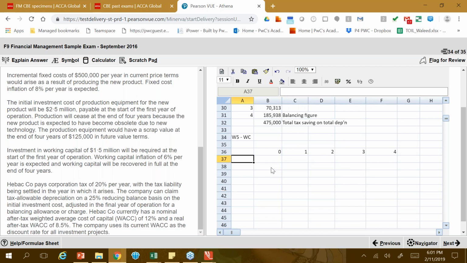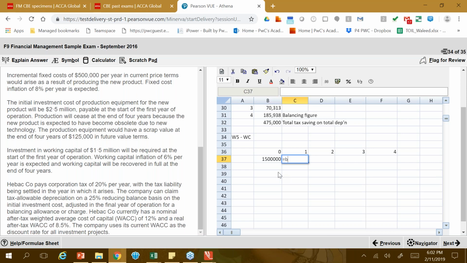Okay, now let's read the working capital part again and then come to this working. Investment in working capital is 1.5 million required at the start of the first year of operation. So here is my 1.5 million invested at T0, which is the start of the first year of operation. Working capital inflation of 6% per year is expected. So let's add the 6% now.